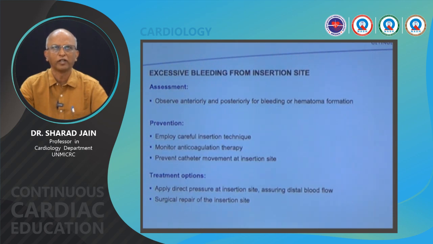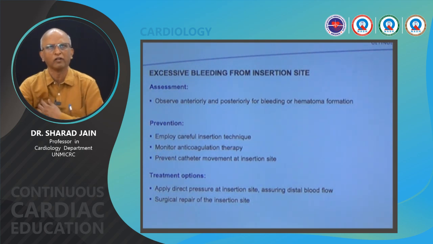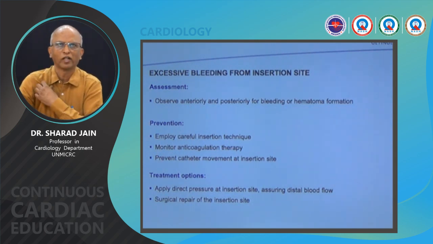Then there is excessive bleeding from the insertion site. What is the assessment? Observe anteriorly and posteriorly for bleeding or hematoma formation. Check the hemoglobin of the patient. Prevention: employ careful insertion technique, it should be done properly by an experienced operator, and monitor anticoagulation therapy. Prevent catheter movement at the insertion site. Treatment: what are the treatment options? Apply direct pressure at the insertion site. You may have to remove the IABP, ensuring distal blood flow. Then surgical repair of the insertion site if required.